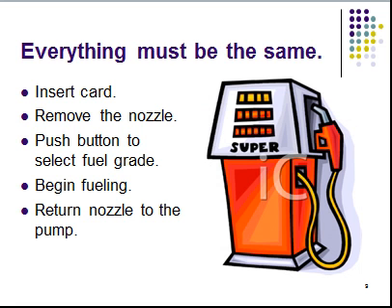Another example that we can see in our daily life is when you're tanking up the car and paying with Visa, because at some of these fuel stations you can fill up the tank with a Visa card. The instructions they give are: insert card, remove the nozzle, push button to select fuel grade, begin fueling, return nozzle to the pump. All this is parallel. You can see how each verb is giving an instruction: insert, remove, push, begin, return.